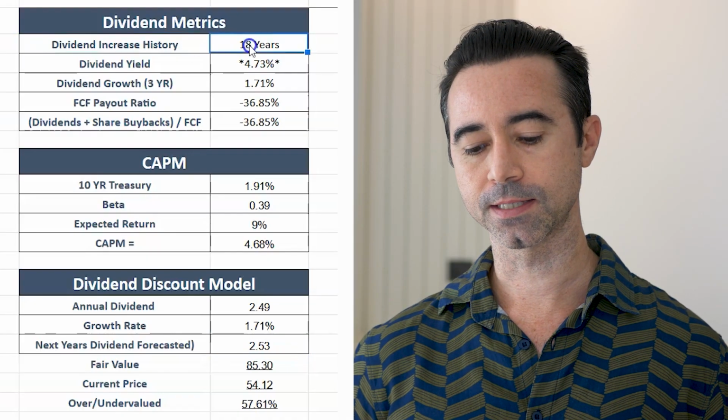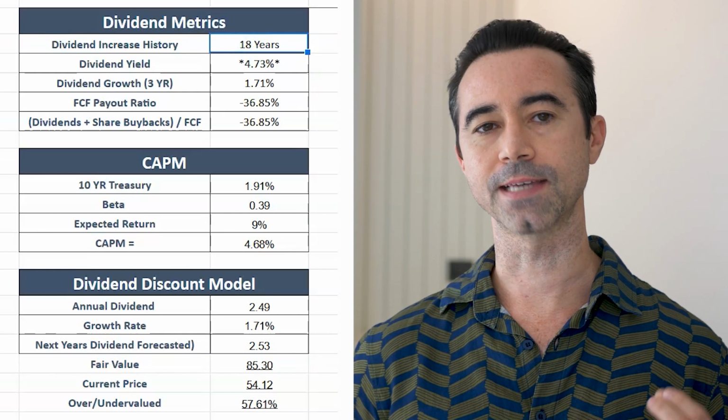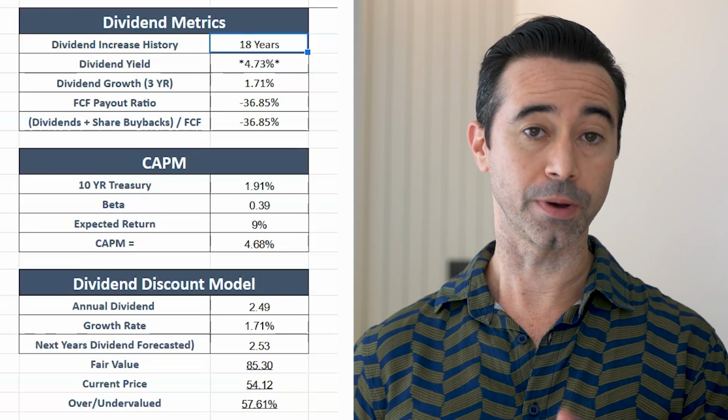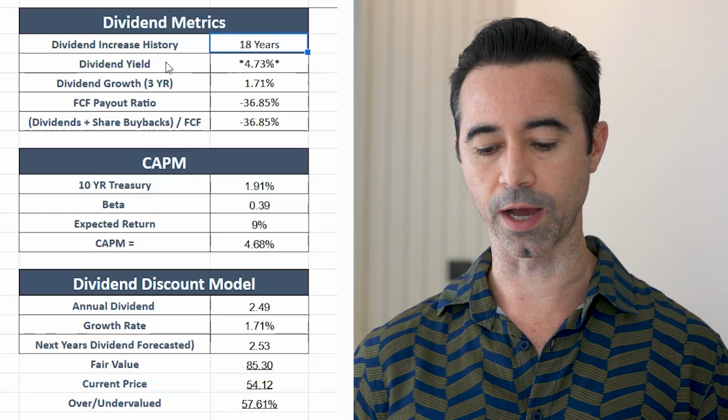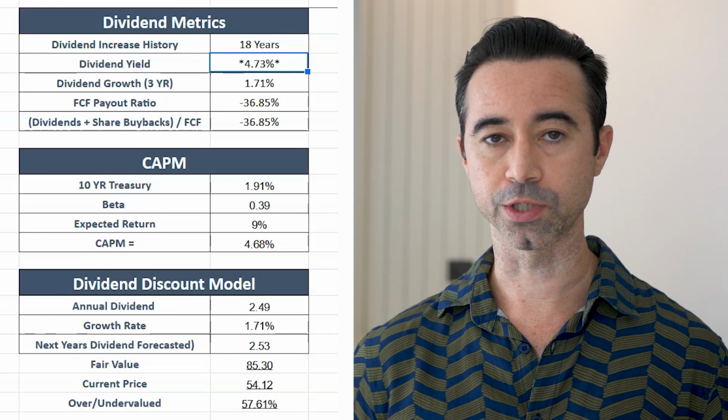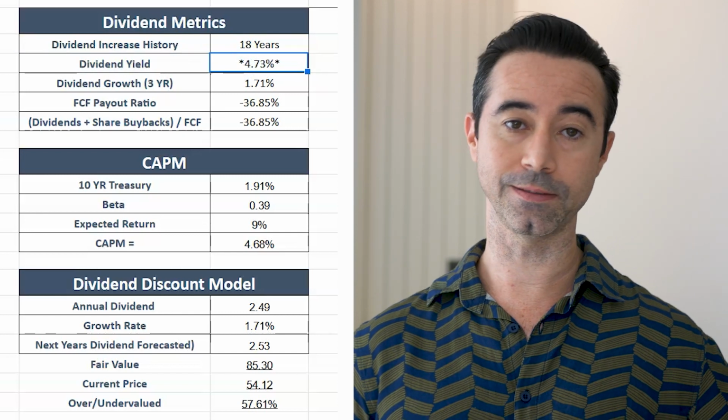Okay, so for all you dividend investors out there, the first thing we're leading off with today, of course, is the dividend metrics of Verizon. Very important for a lot of you investors. So the first thing is the dividend increase history of Verizon is 18 years. Not quite a dividend aristocrat, but it's getting there, so it's on its way. The dividend yield is 4.73%, which is a great yield for any stock.